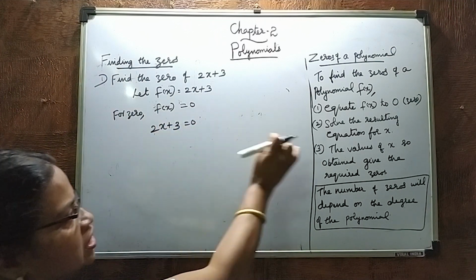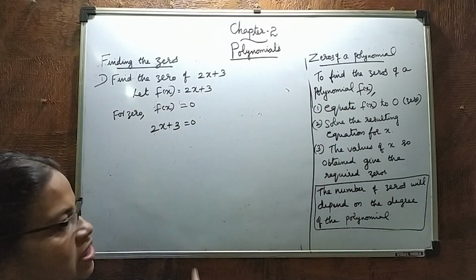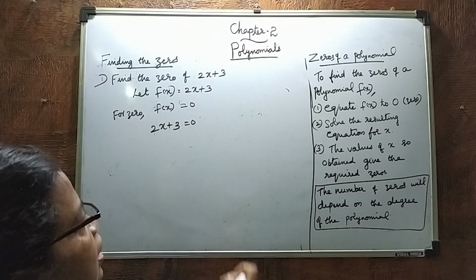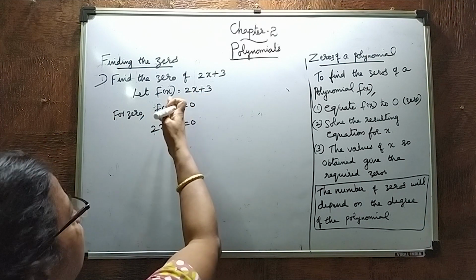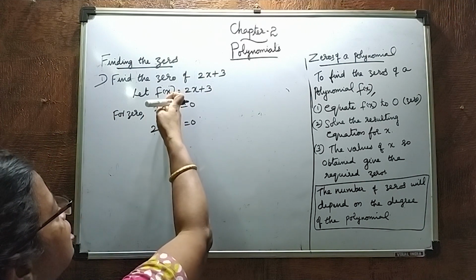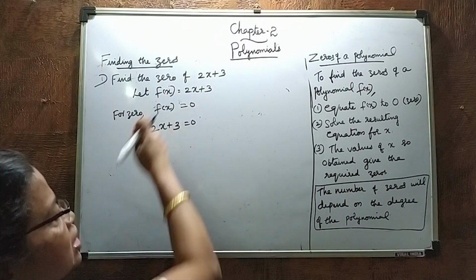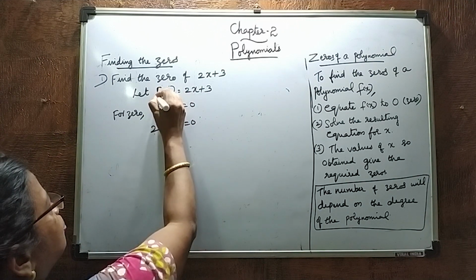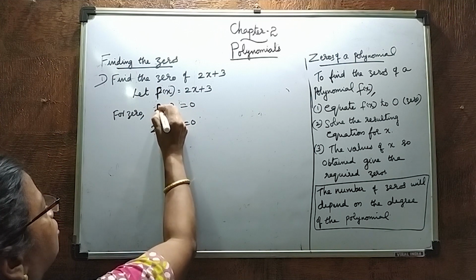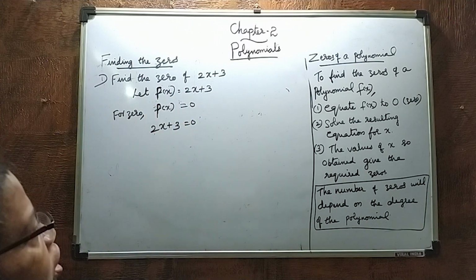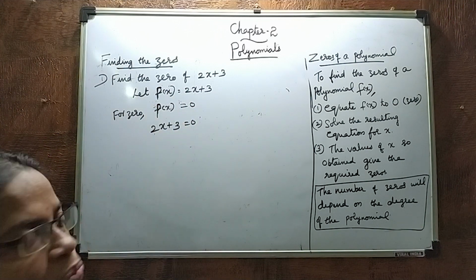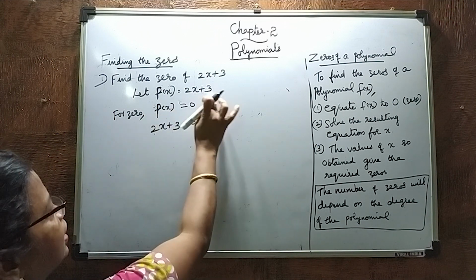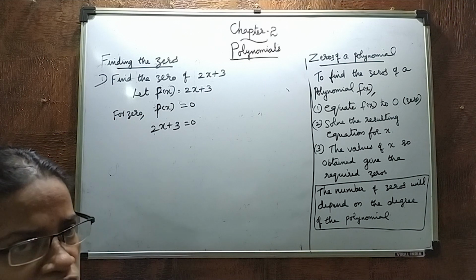So what is the first step? You have to write it as f of x. Here it is zero, so if it is f of a instead of x, it is z, meaning f of z you have to write. Okay, it is a polynomial, so we will write it as p of x. It will be better. So p of x is equal to 2x plus 3, then p of x is equal to 0. Then instead of this p of x, write the question 2x plus 3 equal to 0.